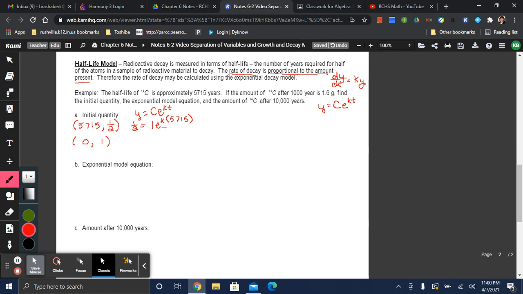And so I can solve for my exponent using a logarithm. 5,715k would equal the natural log with a base of e of 1/2. And then dividing, I can get a value for k. So k would equal the natural log of 1/2, divided by 5,715, and that's approximately negative 0.000121.